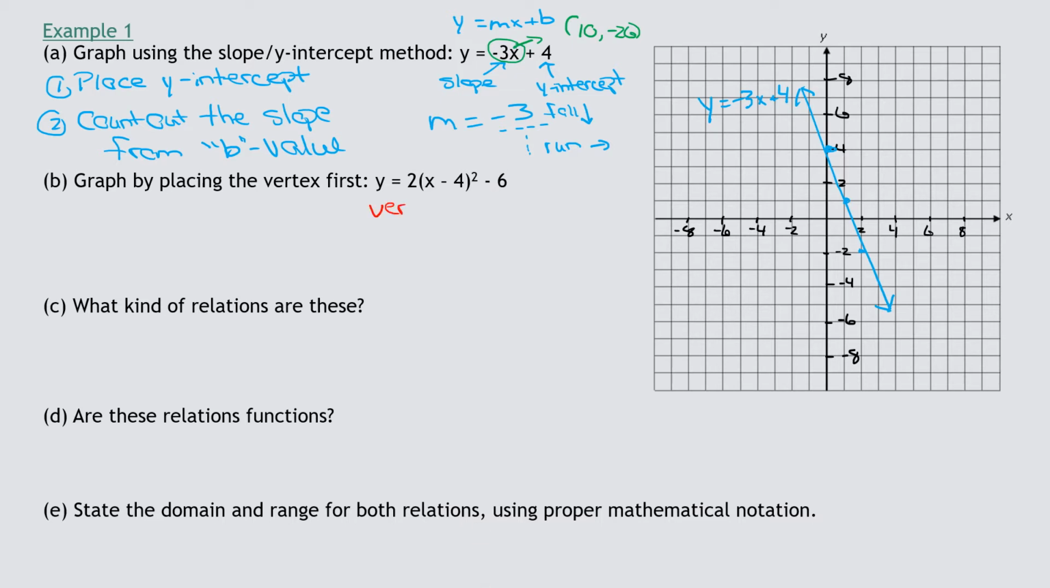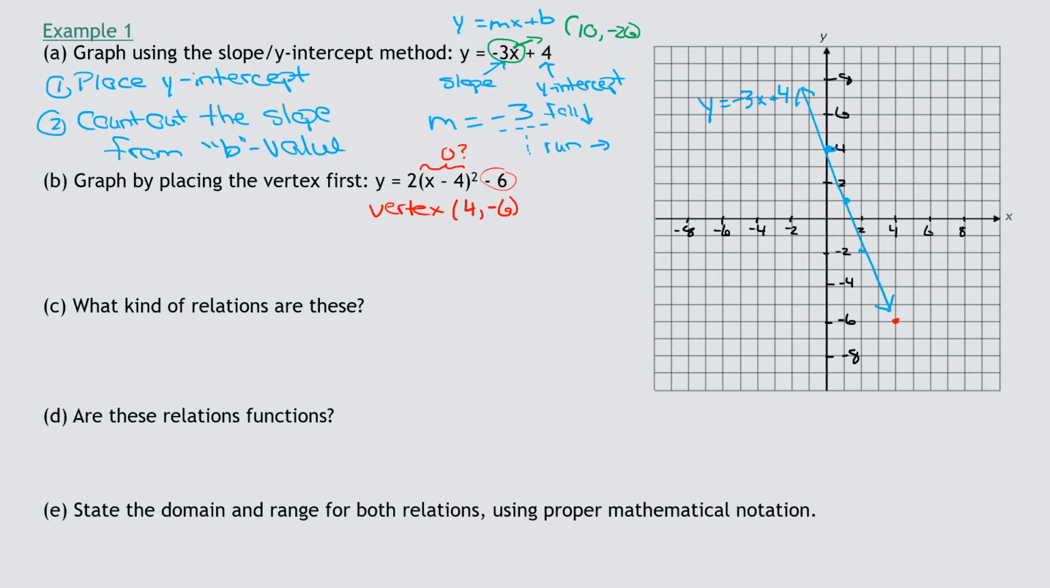is, so this is grade 10 now. What makes this bracket equal to 0? What makes that bracket equal to 0? That's your x value of your vertex. So in that case, that would be a 4. And then this entire last value here is a negative 6. So that's my vertex, 4, negative 6. So I'm going to place that 4, negative 6.